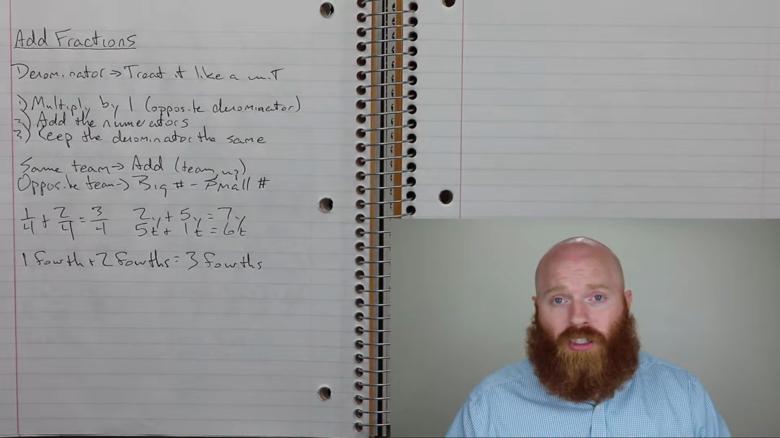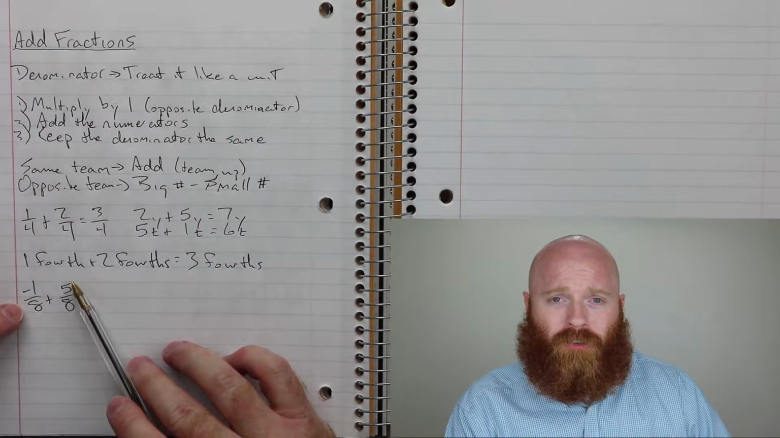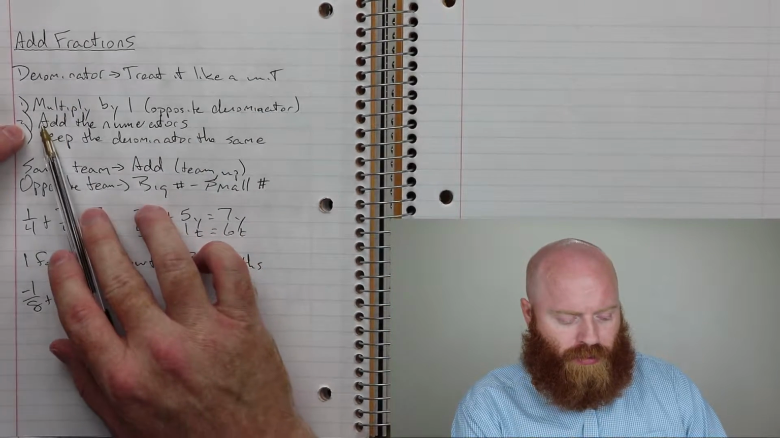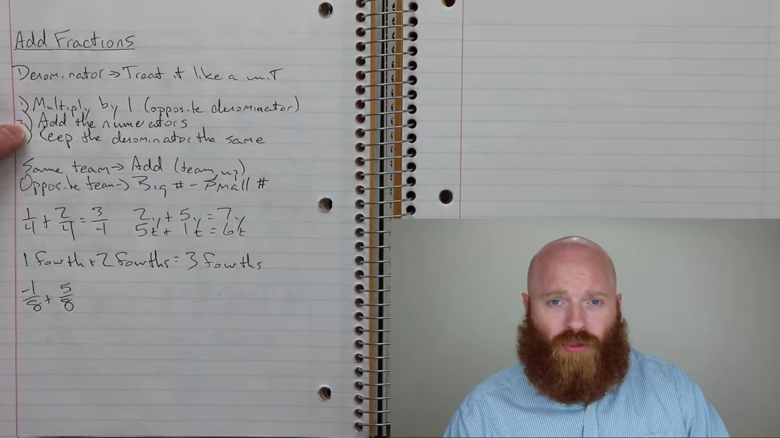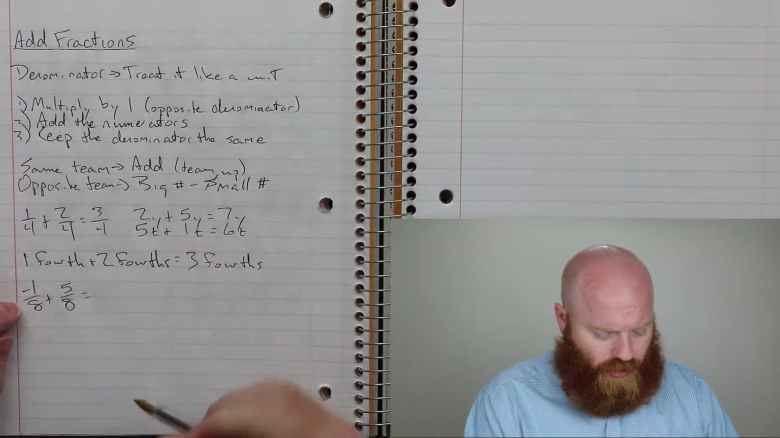Let's move on, including some negative numbers, because you're going to see those. -1/8 plus 5/8. Okay, we're going to skip step 1. Step number 2 says add the numerators. The numerators are the numbers on the top of the fraction bar. So I need to add them.